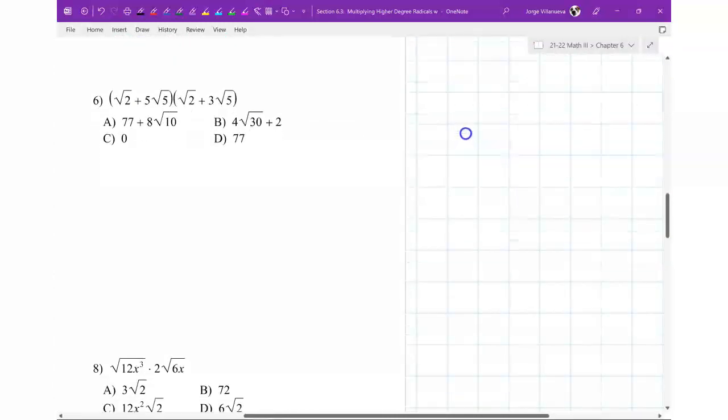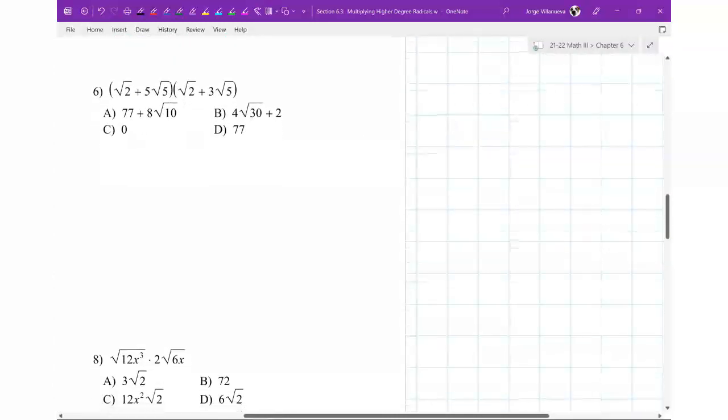Now, sometimes you have to multiply by foiling, right? A distribution. So we're going to take this kind of slowly. Let me rewrite this. This is radical 2 plus 5 radical 5, and radical 2 plus 3 radical 5.